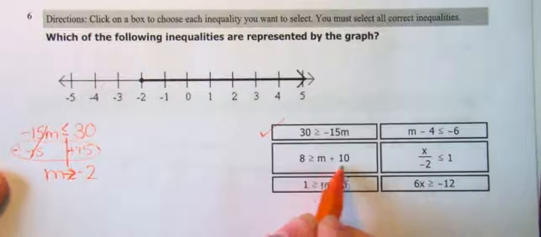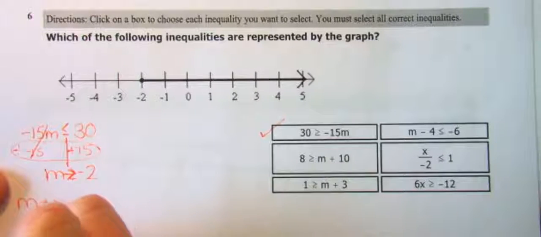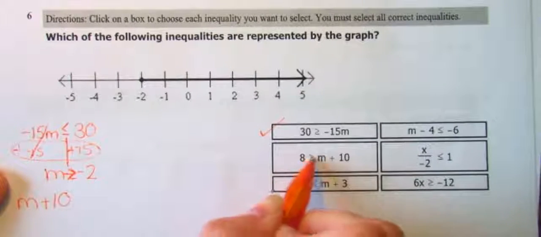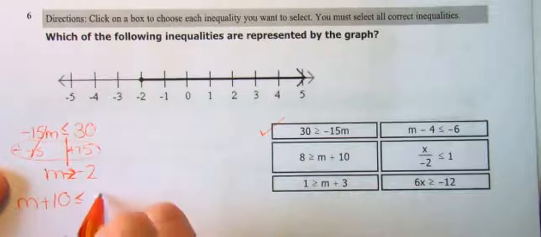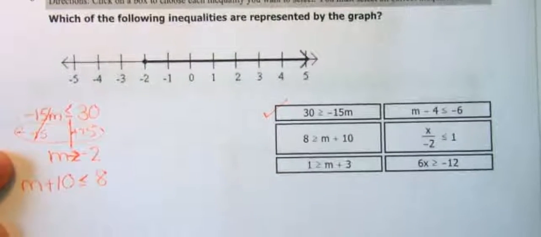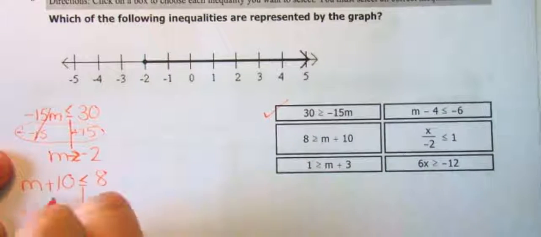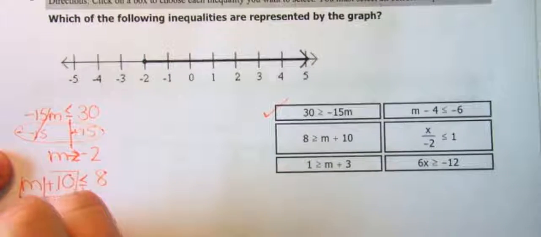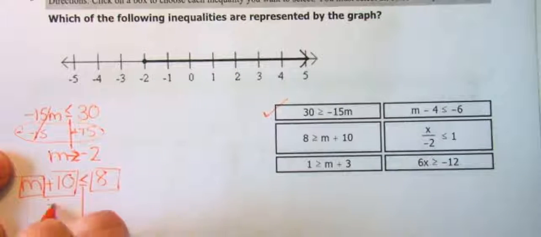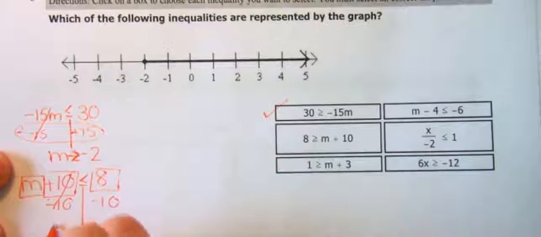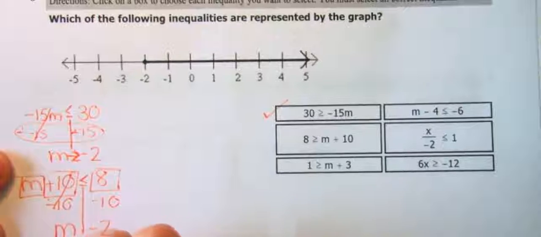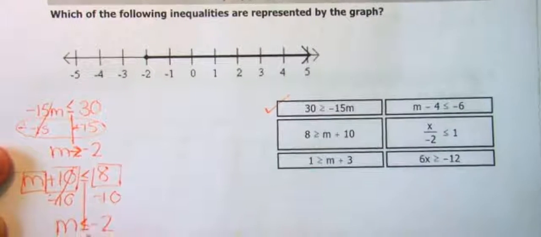So let's try this next one. Oh, I don't like how that's written either, so I'm going to rewrite it. m plus 10, the pointy side's towards that, so I'm going to write that, equals 8. Let's see, when I go to solve this, the opposite of add 10 would be subtract 10, so I'm left with m. 8 minus 10 is -2. Ooh, I do not need to flip my inequality. So let's look at this one. My arrow would have to be pointing to the left, so that one will not work.